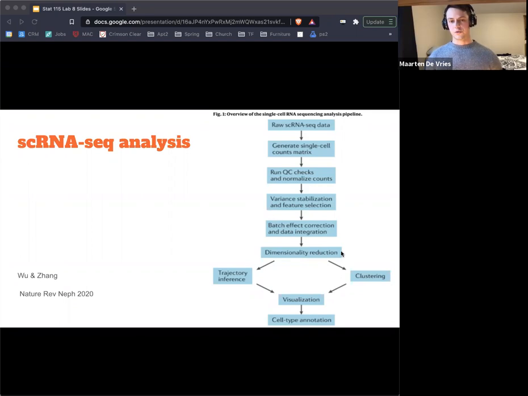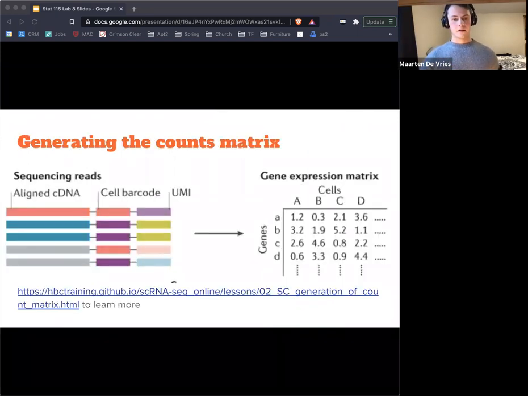So you can do the step that fits your need, clustering or trajectory inference, which they do in developmental biology. Then you somehow need to visualize all that. And then, as if it weren't enough, the most tedious step is to then actually annotate which cell types you're dealing with on your cluster plot. So let's go one by one.